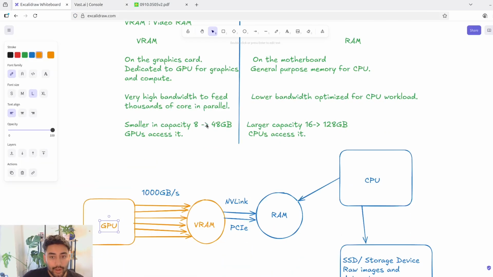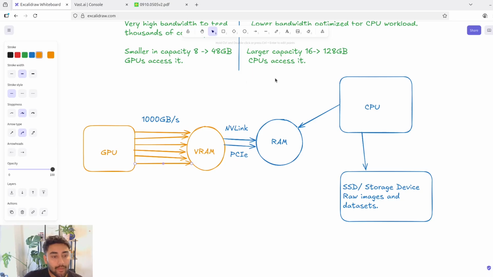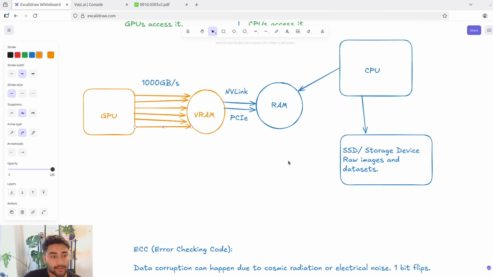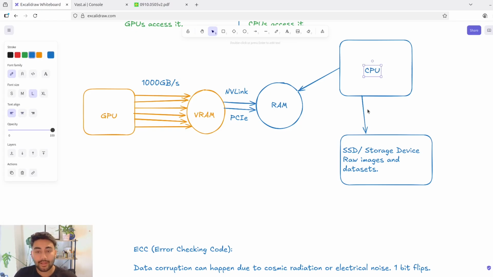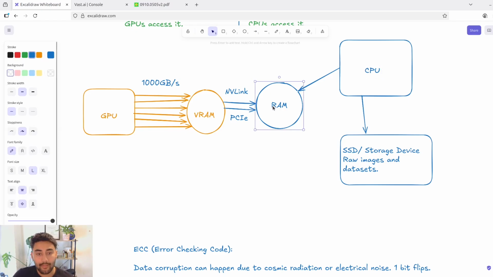So going back to this diagram here, I kind of want to talk about the flow of data a little bit as well. You have your data initially in some form of storage device, right? Let's imagine an SSD. You have your images, you have your data sets, everything stored there. That data needs to be processed into RAM by the CPU, right? So the CPU helps to load all that data up into the RAM. Once that data is loaded in RAM, then that data is transferred from normal RAM to VRAM, right?